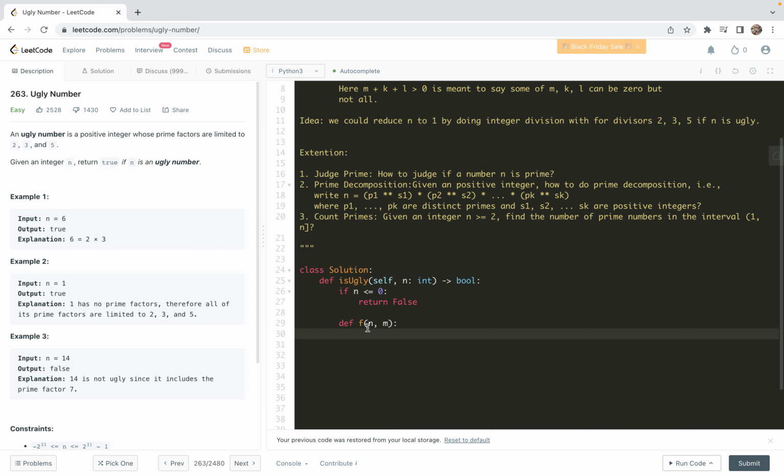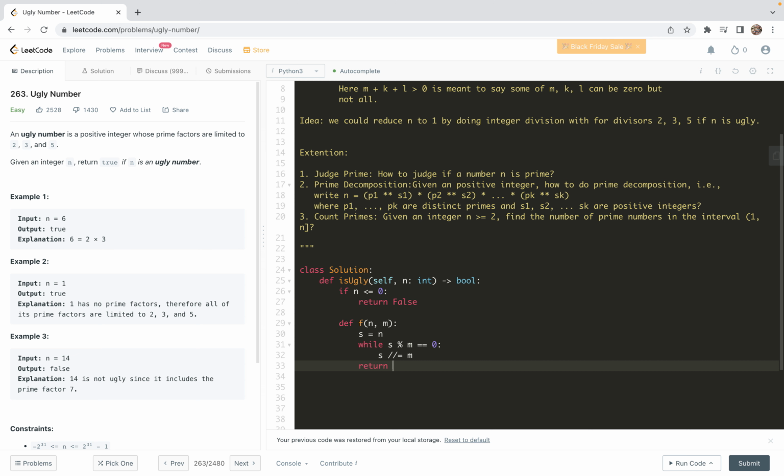Next we want to eliminate or reduce according to the factors 2, 3, and 5. For this, I'm going to write a helper function. I'm going to call it f. Here n is the target, the number we want to reduce by the prime factors 2, 3, and 5. And m is another number, I will call it divisor. So we want to eliminate the m factors from n. This is actually very simple to do.